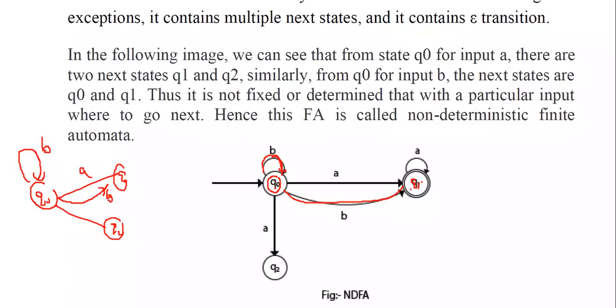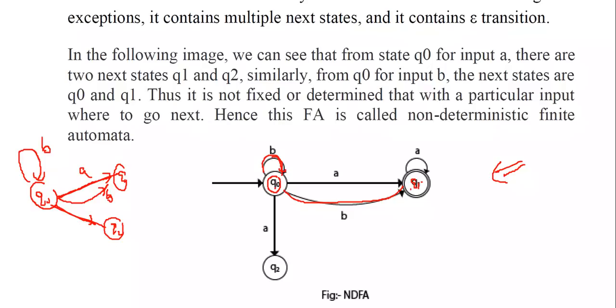So this is the diagram of a non-deterministic finite automata. That means it is not fixed or determined where to go next with a particular input. You don't have clarity whether to go this side or this side. With a particular input you don't have any fixation that you will go to a particular state. There is some confusion about which state you are going to next. That is what is called non-deterministic finite automata. So this is just an introduction to the definition of a non-deterministic finite automata.